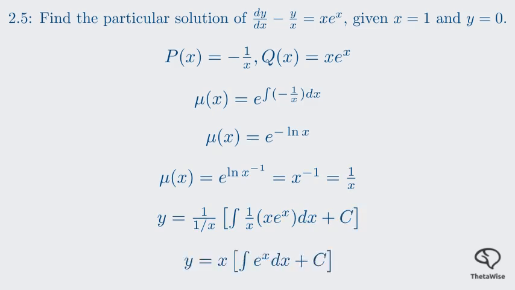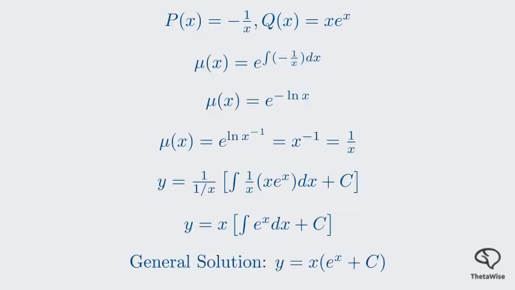Inside the integral, the x terms cancel, leaving us with the integral of e to the x. The integral of e to the x is e to the x. So, our general solution is y equals x times e to the x plus c. Now, let's find the particular solution using the initial condition x equals 1 and y equals 0.